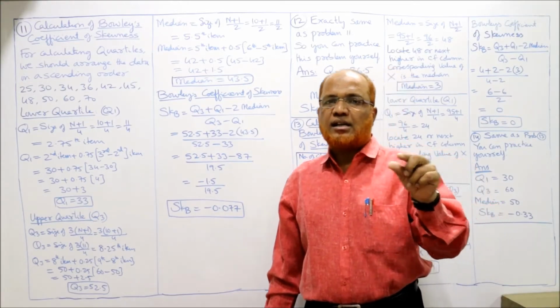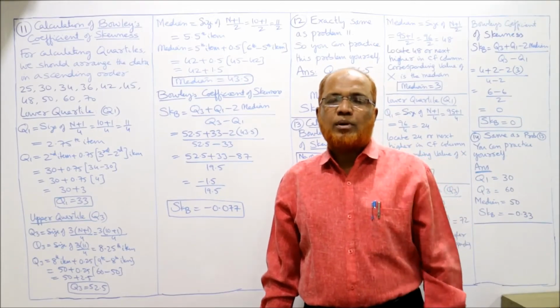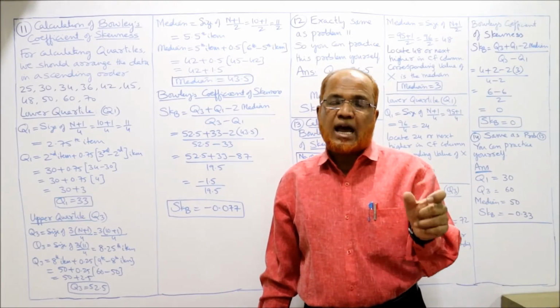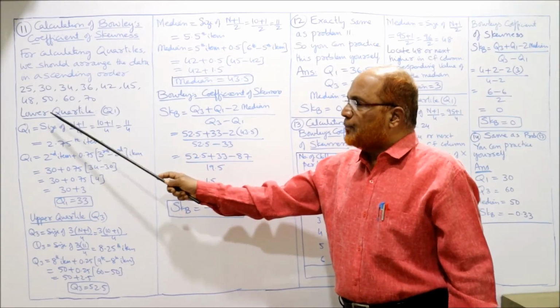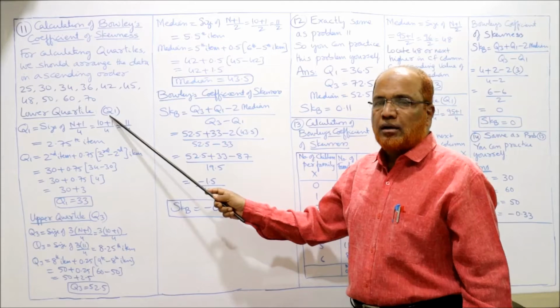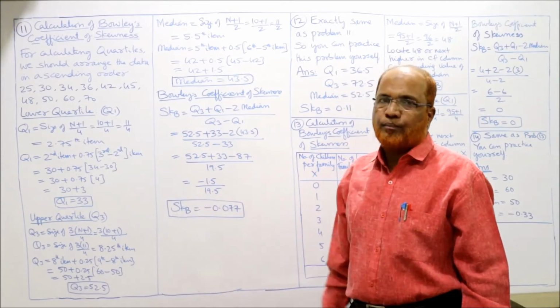Measures of central tendency, median. In that topic, you will get so many problems on calculating the quartiles and the median, right? So after arranging the data, lower quartile Q1. Q1 is equal to size of (n plus 1) by 4.